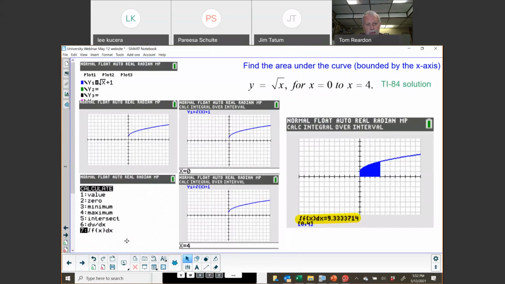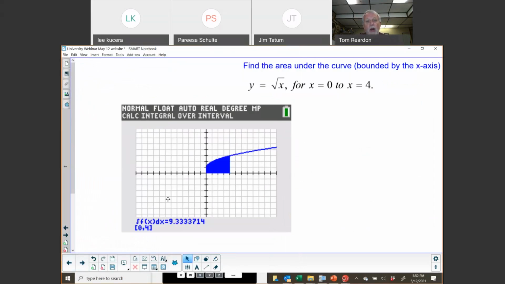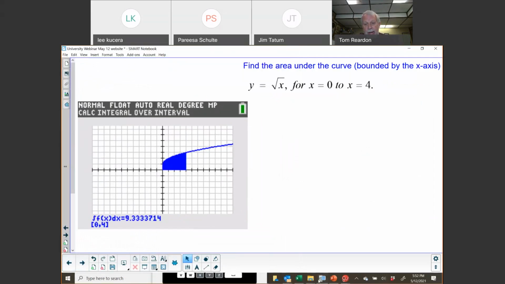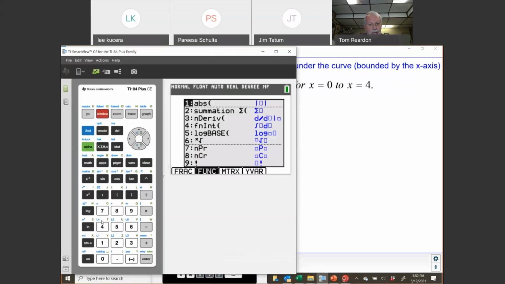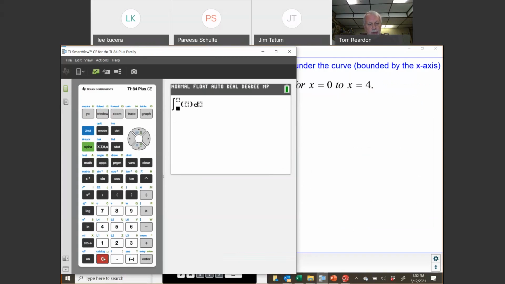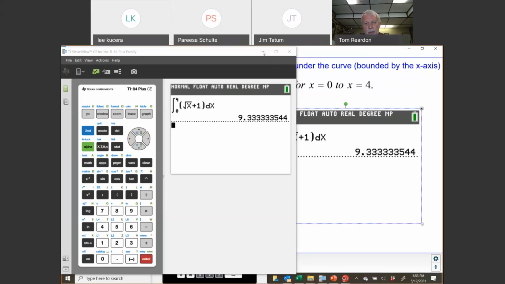Again, these are the steps here in case I went too fast. Those are the steps. I can also do this without the graph. I can also go back to the home screen. And again, alpha window has number 4, the definite integral, 0 to 4. And then my integrand right here again is the square root of x plus 1 dx. And again, a similar answer right there.